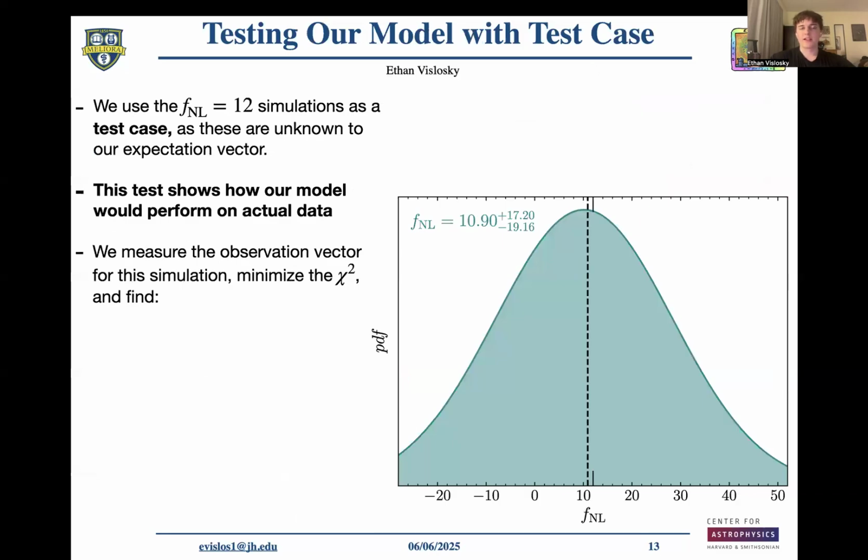So the more interesting thing is testing our model with a specific test case. So we use the FNL equals 12 simulations as a test case. And these are unknown to the expectation vector. So this test shows kind of how our model would perform in actual data. So we measure the observation vector for this simulation and minimize the chi-squared to find the posterior on the right here. And yeah, it retrieves the value of FNL close to what we'd expect. And this is very reasonable given our uncertainties.